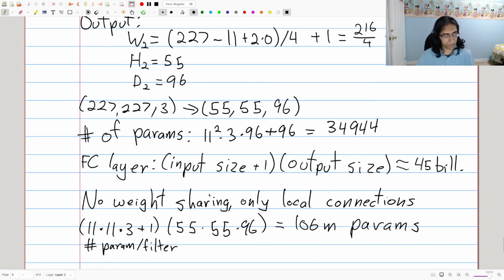So yeah, that's it for this part. We're going to continue next by talking about pooling layers, and then we'll talk about some CNN architectures.